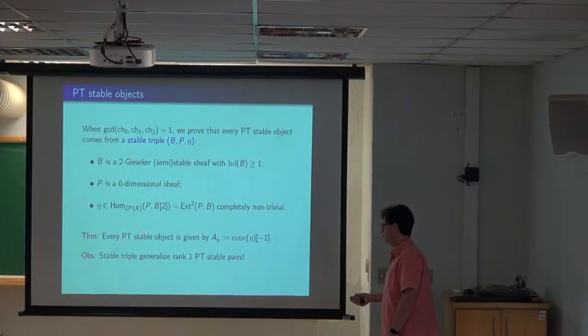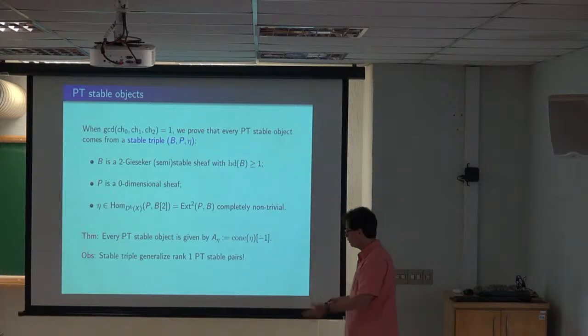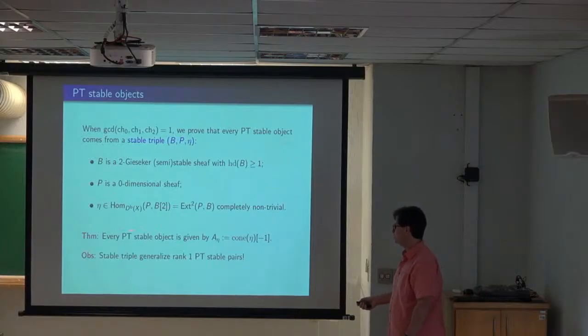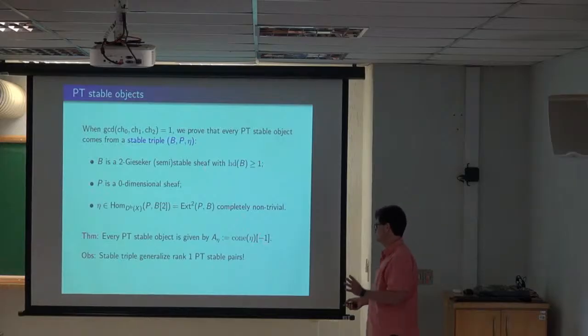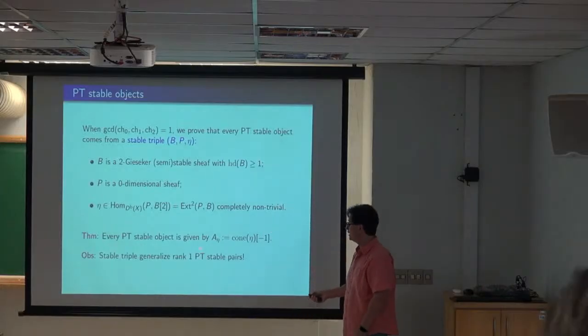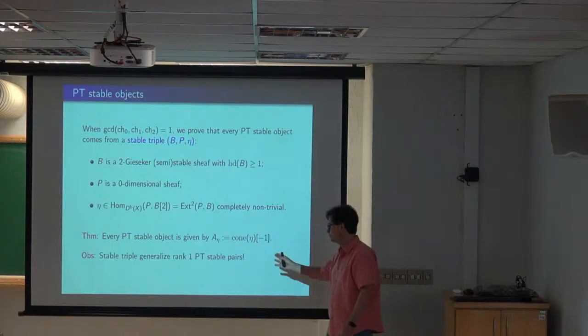And the theorem is that there was a definition before in the literature of PT stable objects that I skipped, and it turns out that the PT stable objects can be described by these triples here. These are the cone of the map alpha in the derived category, shifted. And these objects really generalize what was again in the literature for the rank 1 Pandharipande-Thomas stable pairs.